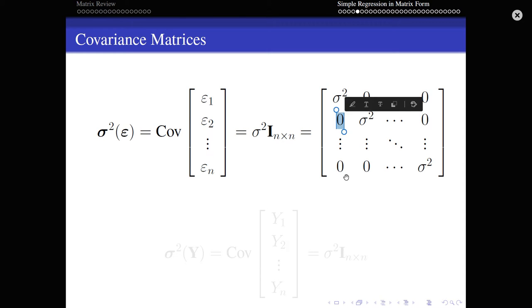That is, our off diagonal should be 0. There should be no covariance or no relationship between the data points that's not included in our model. However, each of the epsilons are expected to vary, but they're expected to have a constant variance.